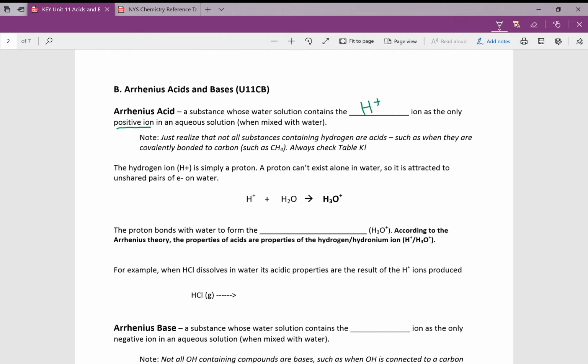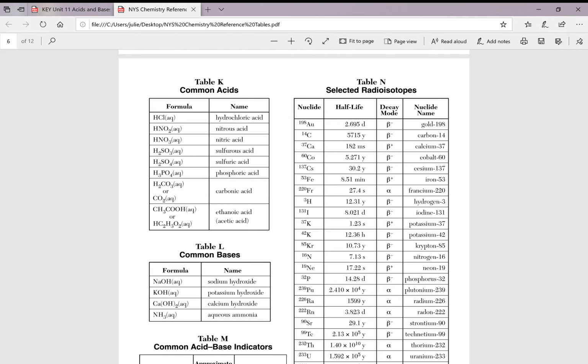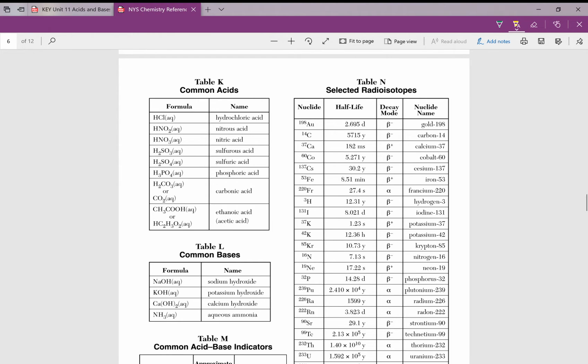So just be careful, realize that not all substances containing hydrogens are acids. You always want to be checking on table K. If you look on table K, you'll see we have this list of common acids. All of these can work as an Arrhenius acid. You'll see a lot of the times, let me just pull up my highlighter, you'll see the hydrogen out in front. For a lot of them, that shows the one that's going to actually undergo this ionization, or something like sulfuric acid, which has 2.